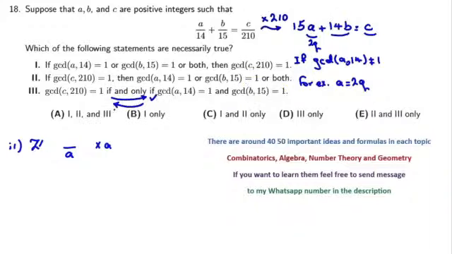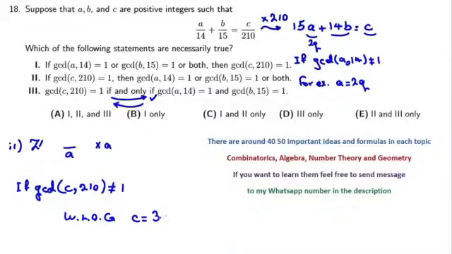From right to left, again, I want to use contradiction. For example, suppose GCD of C and 210 is not 1. Without loss of generality, C and 210 have a common factor, like 2. Suppose, for example, C is 3K. So C is 3K, one of those primes, like this.